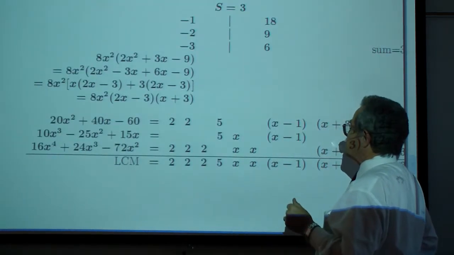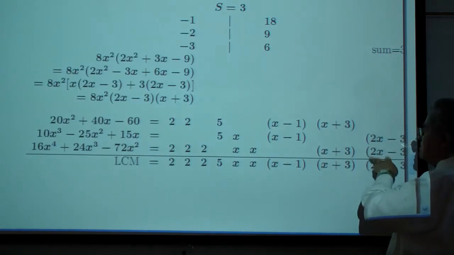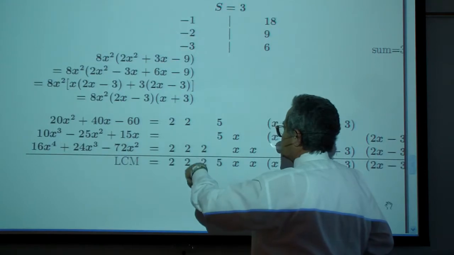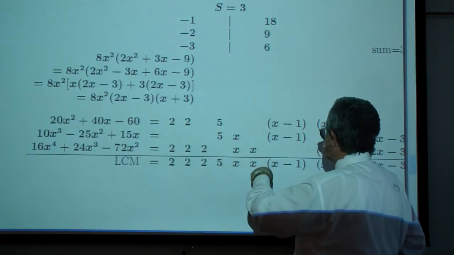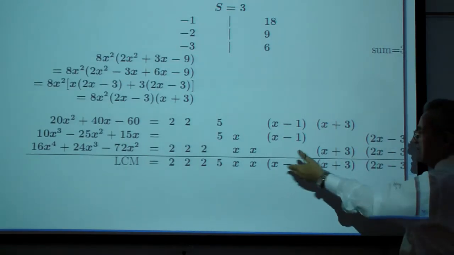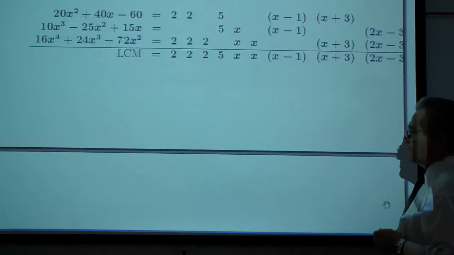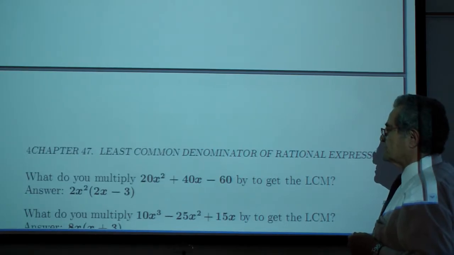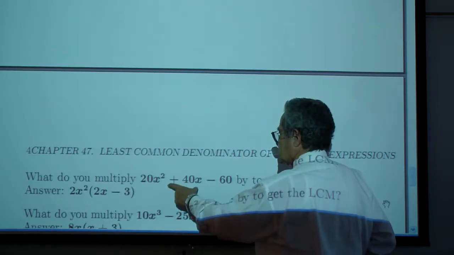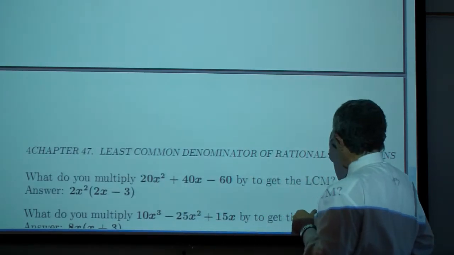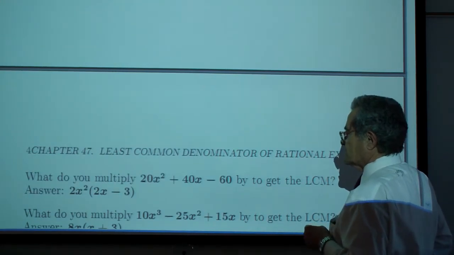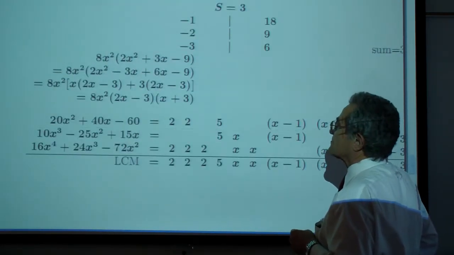Now, putting all this together in nice columns, we get 2, 2, 2, 5x, x minus 1, x plus 3, 2x minus 3. This is the least common multiple. In other words, what did you multiply? For instance, if you want to know what did you multiply this by to get the least common multiple, 2x squared and times 2x minus 3.